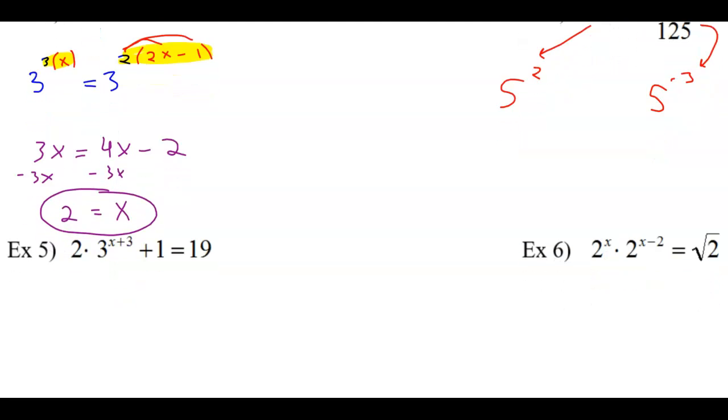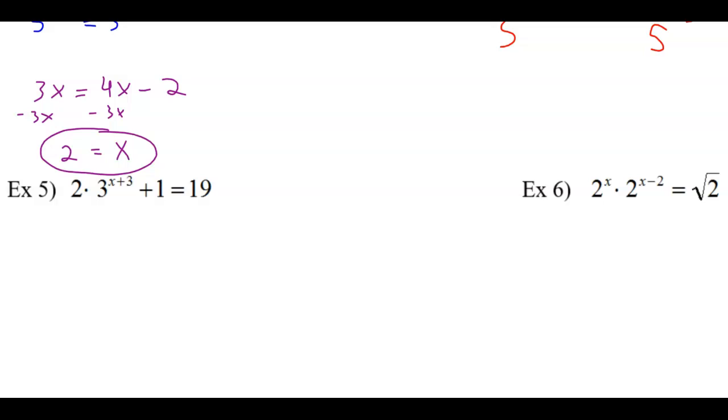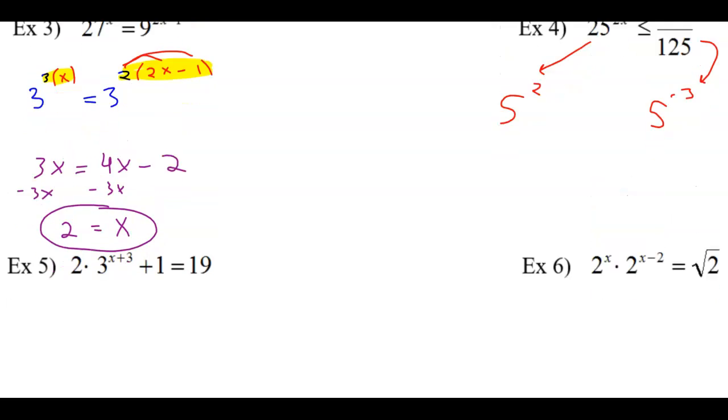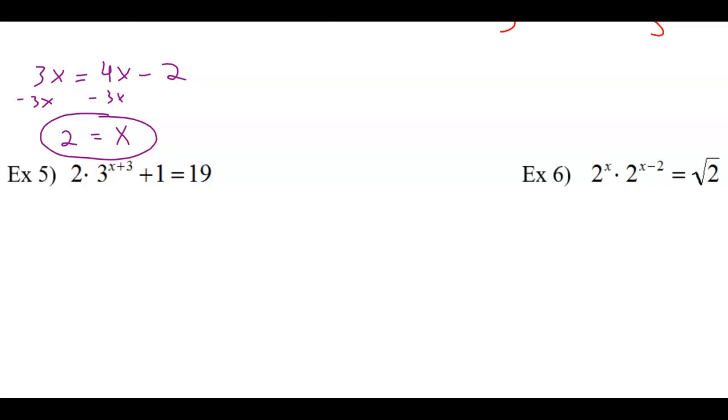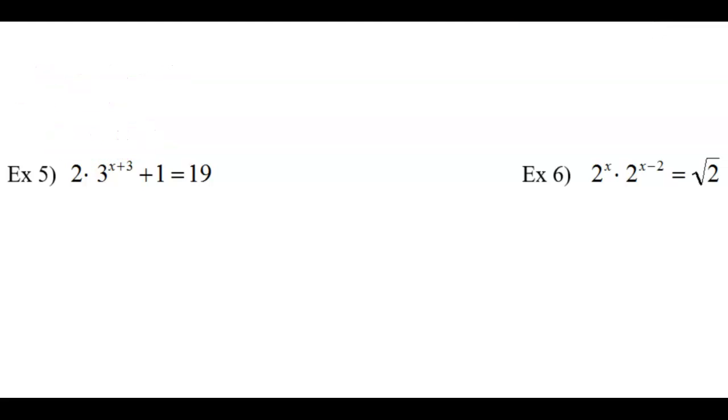All right, and the last one I'm going to do on this side of the page is number 5. So this exponential has a little bit more going on. So far we've just had one thing on each side, but now we have this +1 going on, this ×2 going on. So it's kind of going to be like all of the other solving that we've done this year, like absolute value and square roots and so on.